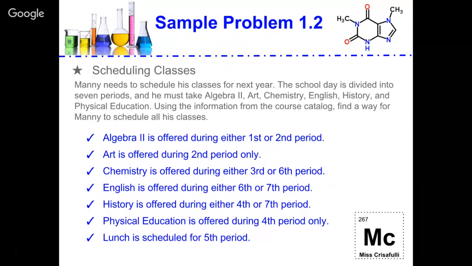Algebra 2 is offered during first or second period. Art is offered during second period only. Chemistry is offered during either third or sixth period. English is offered during either sixth or seventh period. History is offered during fourth or seventh period. And physical education is offered during fourth period only. And lunch is scheduled for fifth period. Take a minute, pause the video, and see if you can figure this out on your own.